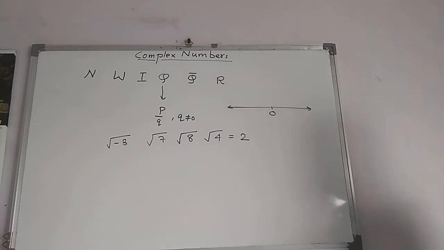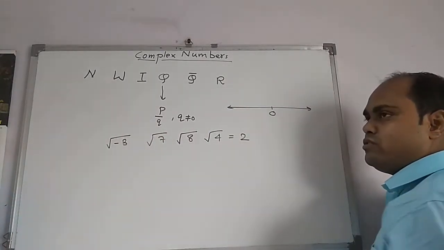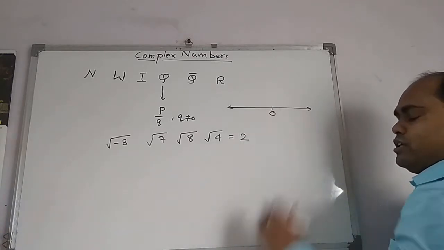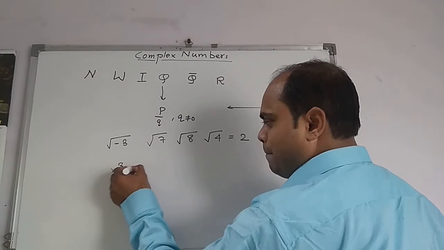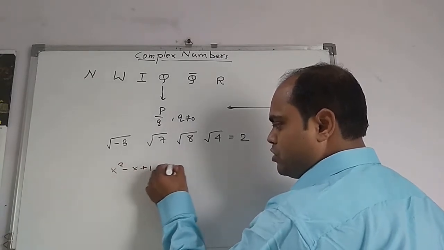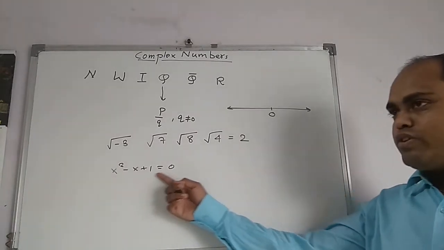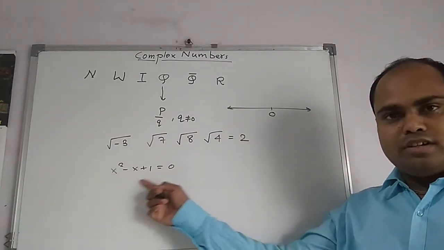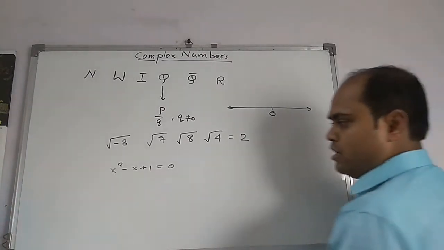Sometimes what happens when we solve an equation, we get such a value which we cannot represent on the number line. Suppose we have x square minus x plus 1 equal to 0. This is quadratic in x. How do we solve this equation? We solve by the quadratic formula.